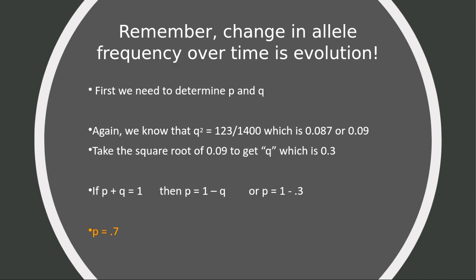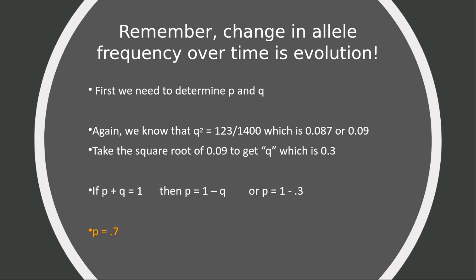All right, so remember that change in allele frequency over time is evolution. So we're going to take a snapshot from year 1 and a snapshot from year 3 and compare and contrast to see if, although the flock has increased, that doesn't necessarily mean that there has actually been a change in the alleles. It could have stayed the same. So we need the Hardy-Weinberg equation to figure out if there has been a change in the frequency of alleles.